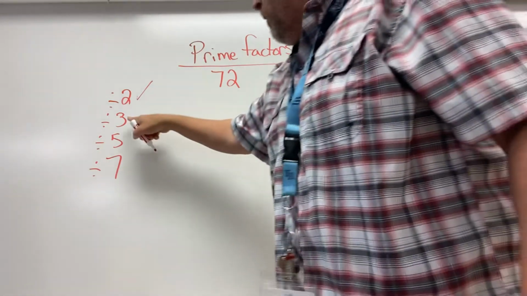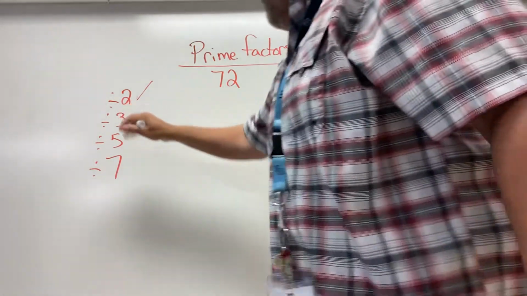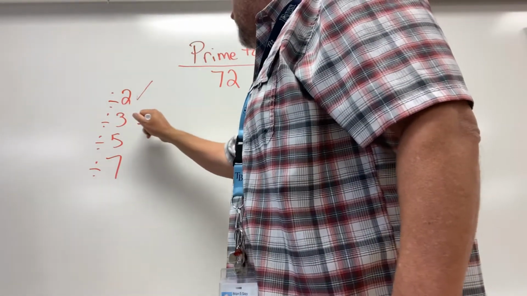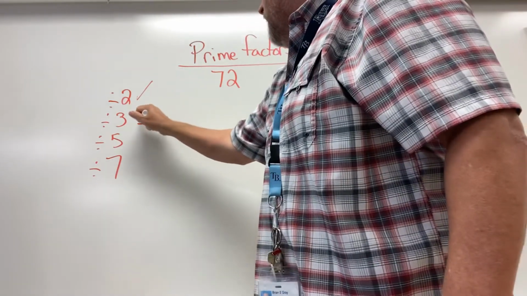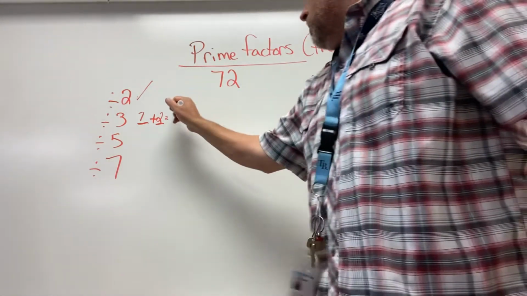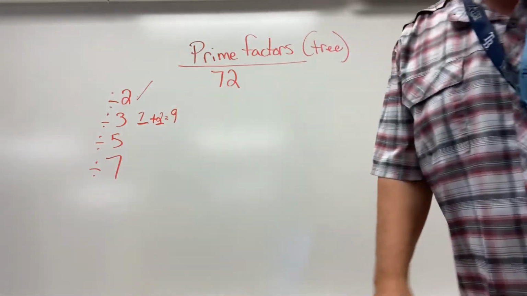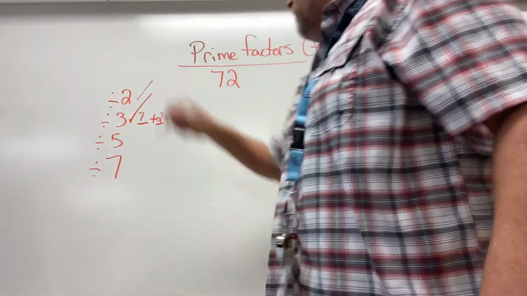And we ask ourselves, will it be divisible by 3? To find out if a number is divisible by 3, you take the digits of the number and you add them together. In this case, I've got 7 and 2. 7 plus 2 is 9. Is 9 divisible by 3? It is. So that means 72 is divisible by 3.